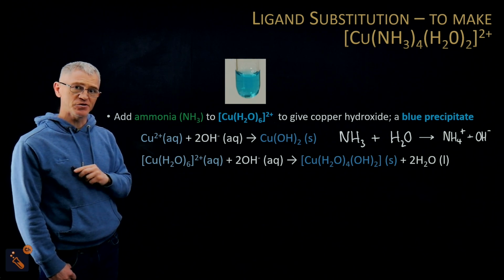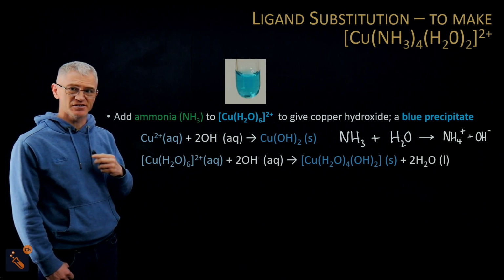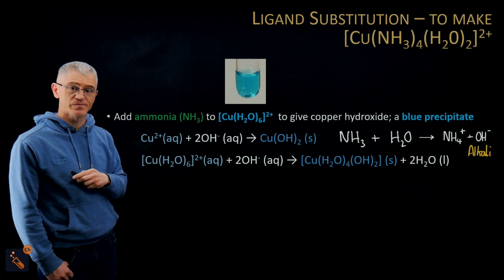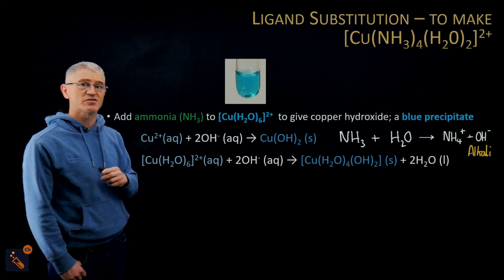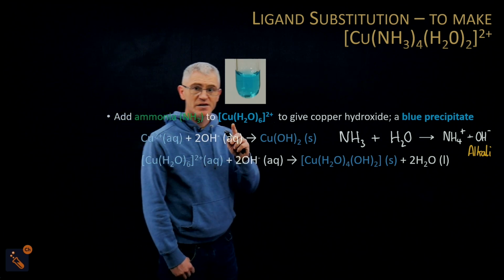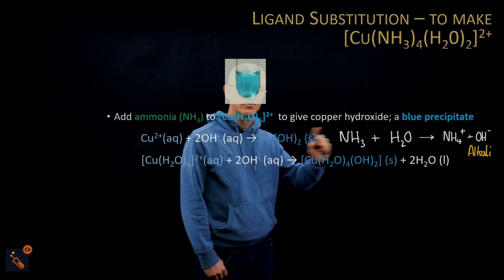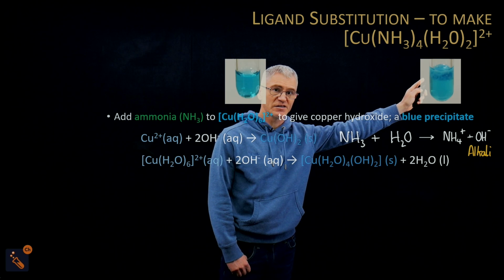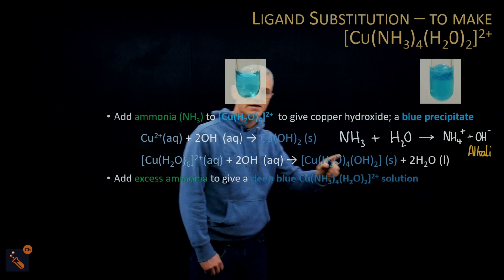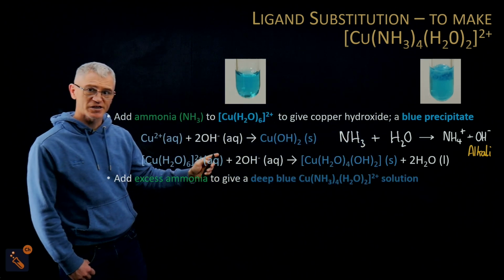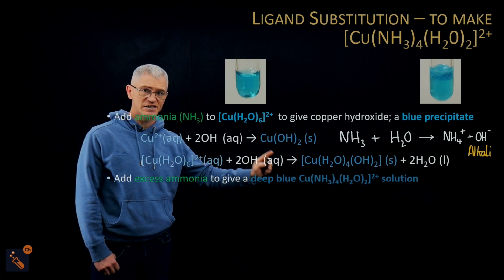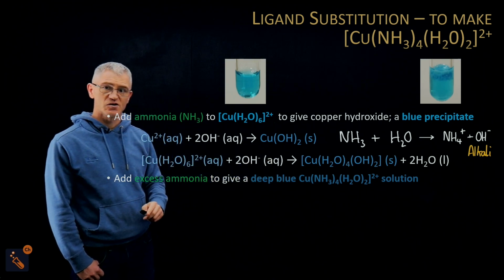We keep on adding ammonia, and it stops acting like a hydroxide, and it starts doing ligand substitution. Let's remind ourselves: first of all, we went from the ammonia and this complex to give copper hydroxide, the blue precipitate, and that's your blue precipitate there. Then if we add more ammonia, we're going to get a deep blue colour. And you can see here that we've got more happening.